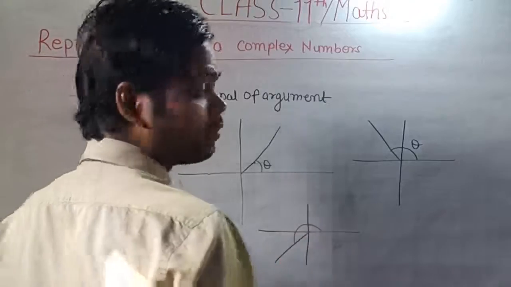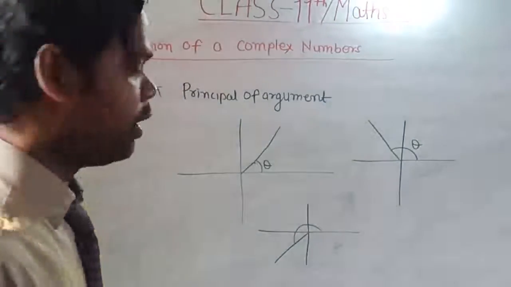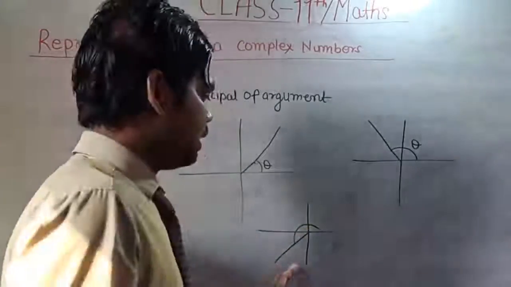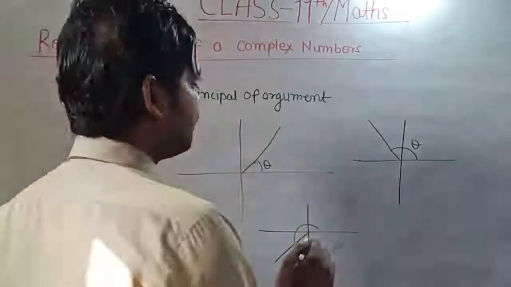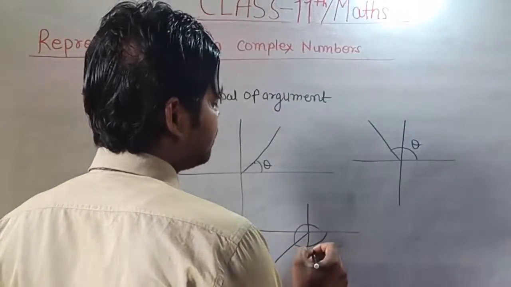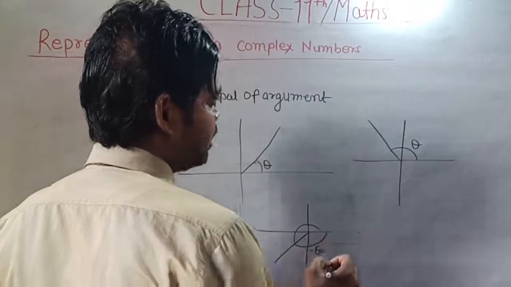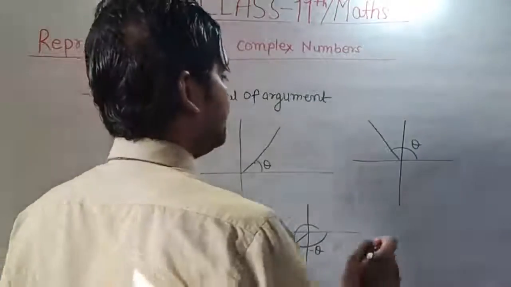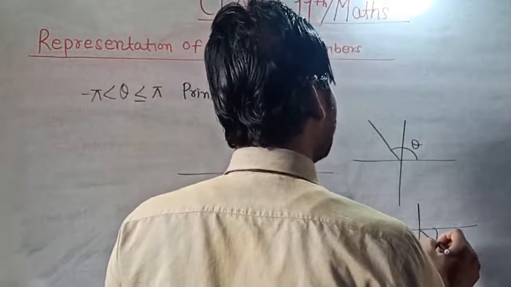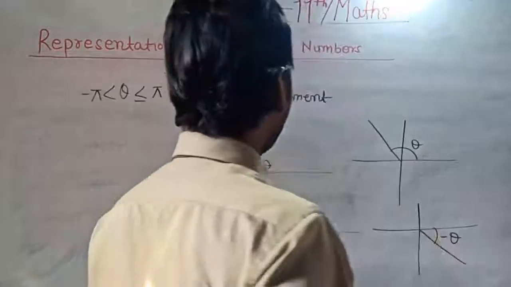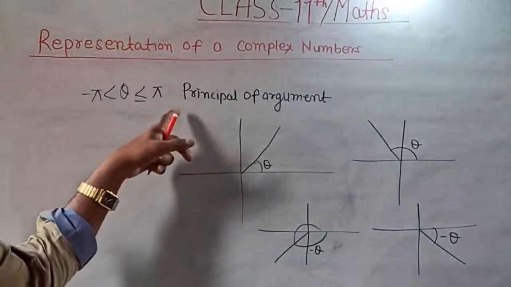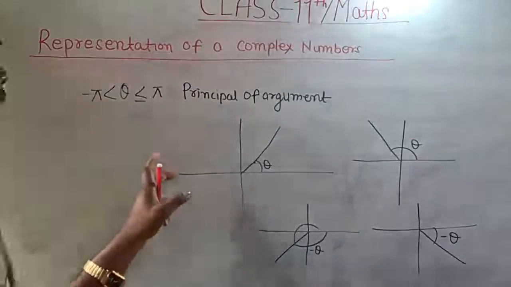If the line lies in the third quadrant, then here is not this argument. The argument is calculated clockwise if the line lies in the third and fourth quadrant. This is theta, and here theta is negative. In the first quadrant and in the fourth quadrant, this is minus theta. So this is the principal value of the principal argument.